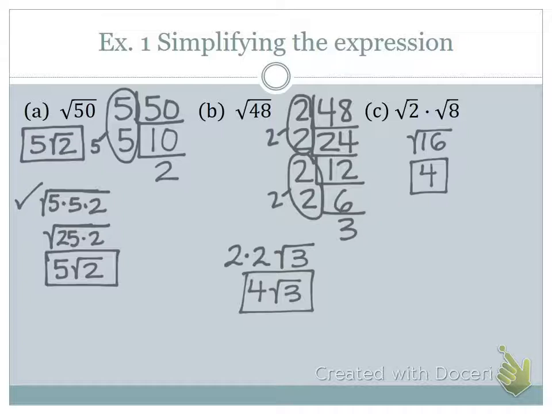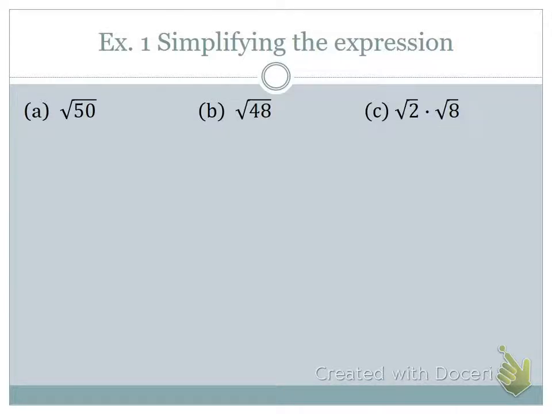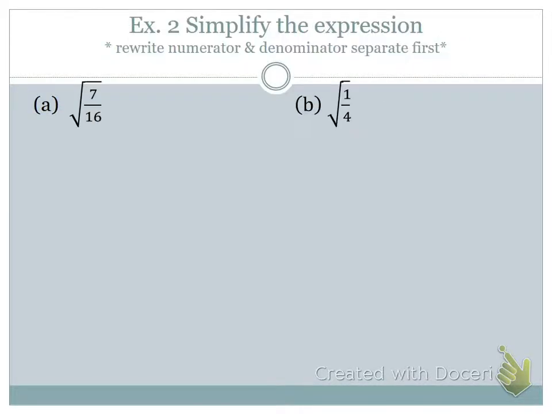All right, now we're moving on to fractions. All right, we're going to simplify the expression. Again, we're going to use upside down division if we have to. All right, but the first thing we want to do is rewrite the numerator and denominator separately. We want to look at them separately. That way, it's going to jump out to us a lot easier whether we have a perfect square or not.